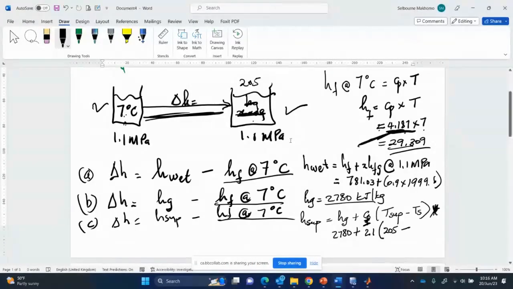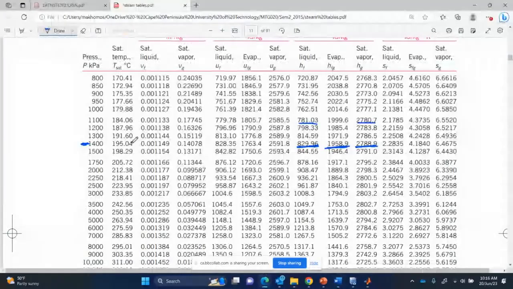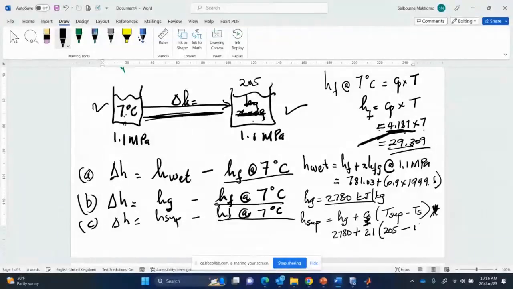Ts is the saturation temperature. Saturation temperature at 1.1. You go to the steam tables. Saturation temperature at 1.1 is 184.06. It is here. This is T saturation, 184.06. So you will get the answer. The answer that you get, you put it here, you deduct that one, you will get the same.